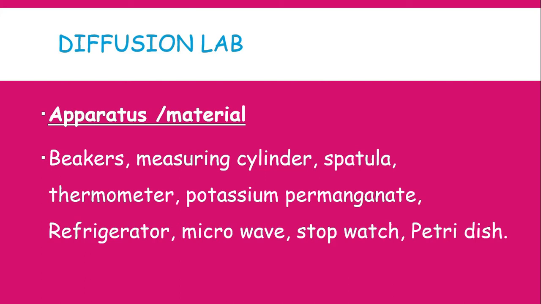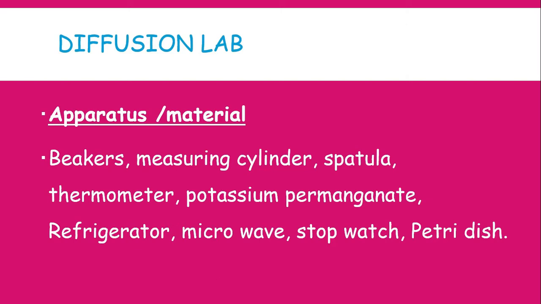After we would have written the skills, it is now time for us to write apparatus and material. Please bear in mind, apparatus and material are not the same thing and they should not be used interchangeably. Apparatus refers to those things that can be reused in the experiment, as it were here: beaker, measuring cylinder, spatula, thermometer, refrigerator, microwave, stopwatch, petri dish. However, for this experiment, the potassium permanganate would be considered a material. Now a good material would be like a filter paper. Once the material is used, it is thrown away, it's not used again.